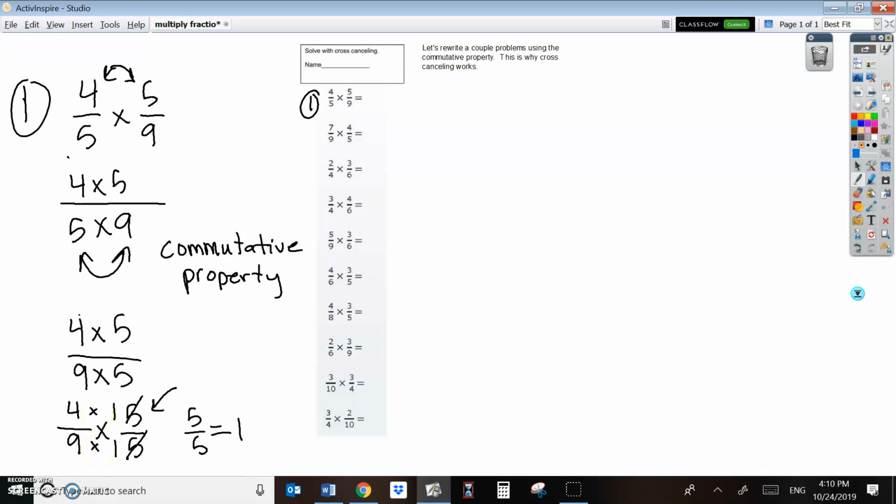So to make that a little shorter, all you need to do is cross out the 5's and put a 1 right there, a 1 right there, and then multiply straight across. 4 times 1 is 4. 1 times 9 is 9.